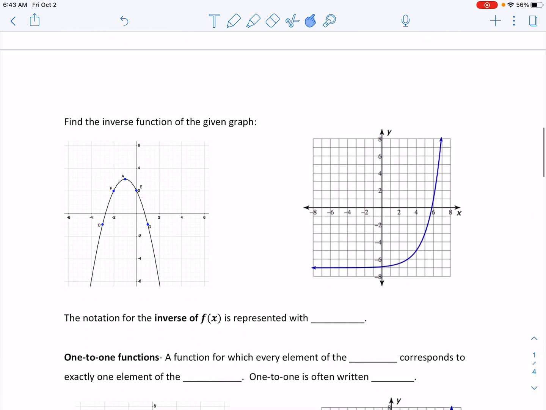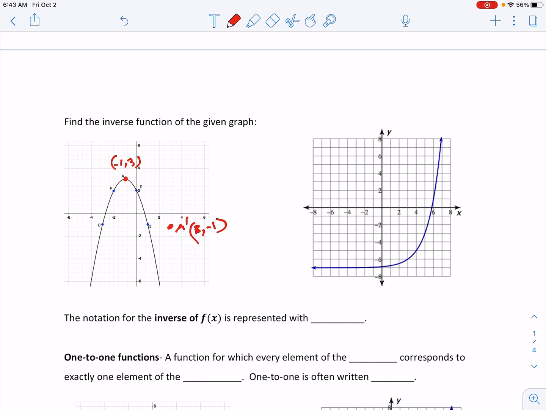Okay, when we look at this as a graph, you can do the same thing. If you pick a point, right here, this A value, it's over 1 and up 3. So this point A is negative 1 comma 3. Its inverse point is going to be 3 comma negative 1. So here's the inverse. We might call that A prime. A prime is at 3 comma negative 1.